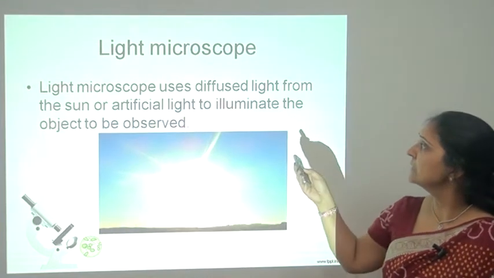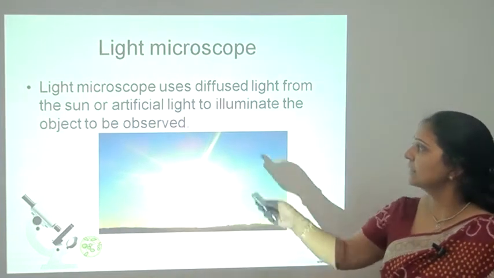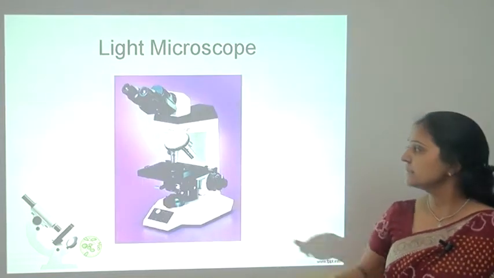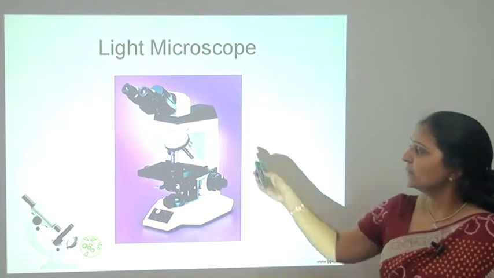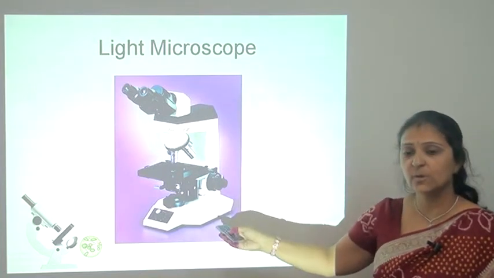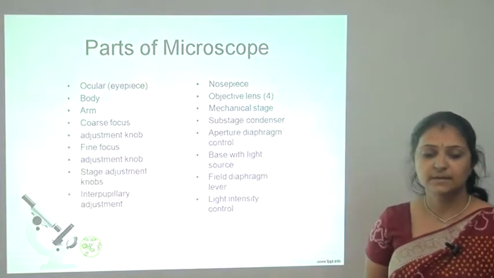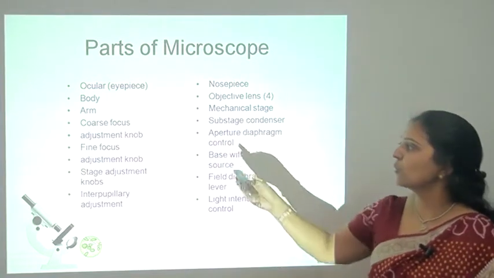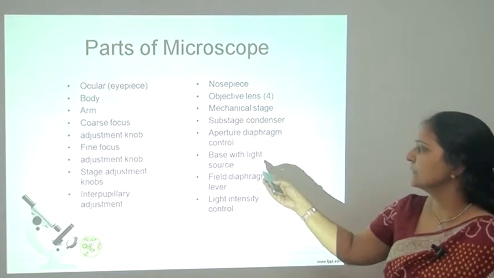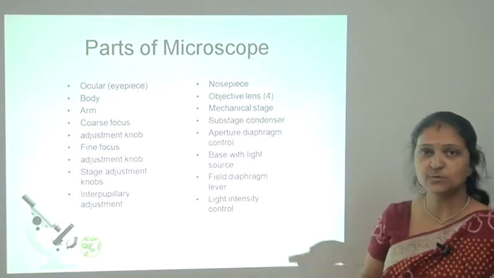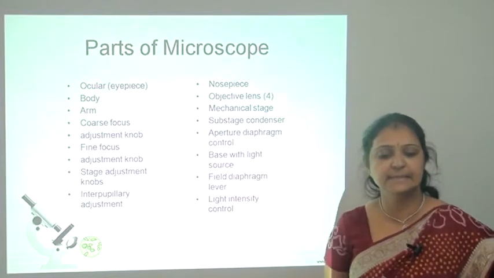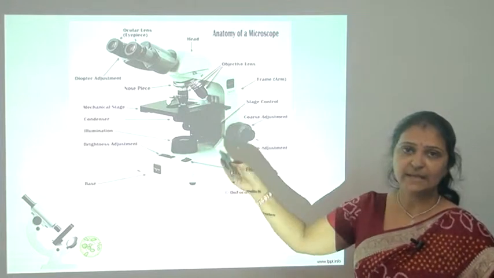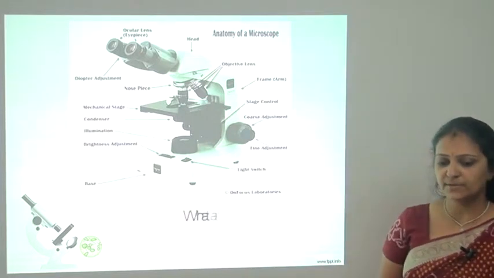The light microscope uses diffused light from the sun or artificial light to illuminate the object to be observed. This is the structure of the light microscope. Here you can see the different parts of the microscope which we are going to study later. These are the parts of the microscope: ocular, body, arm, coarse focus adjustment knob, fine adjustment knob. We are going to study each and every part in detail. This is the microscope with the nomenclature of all its parts.